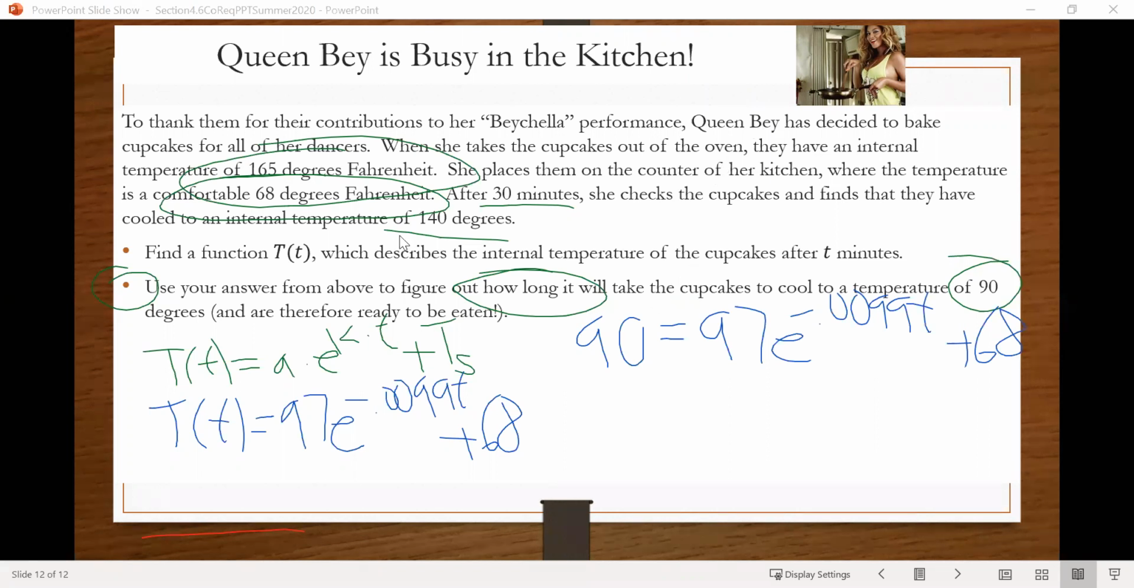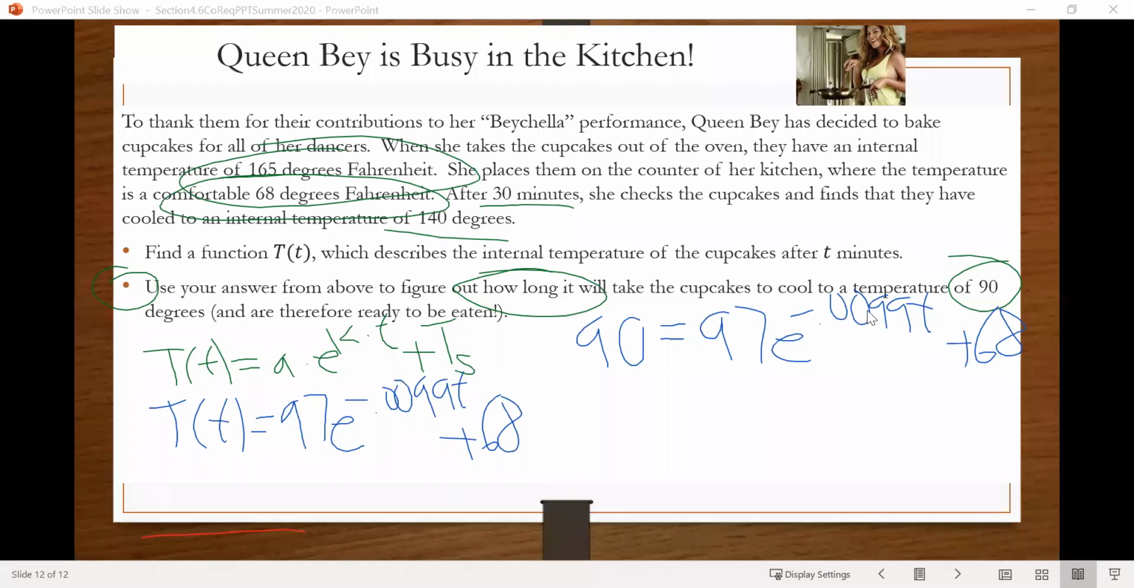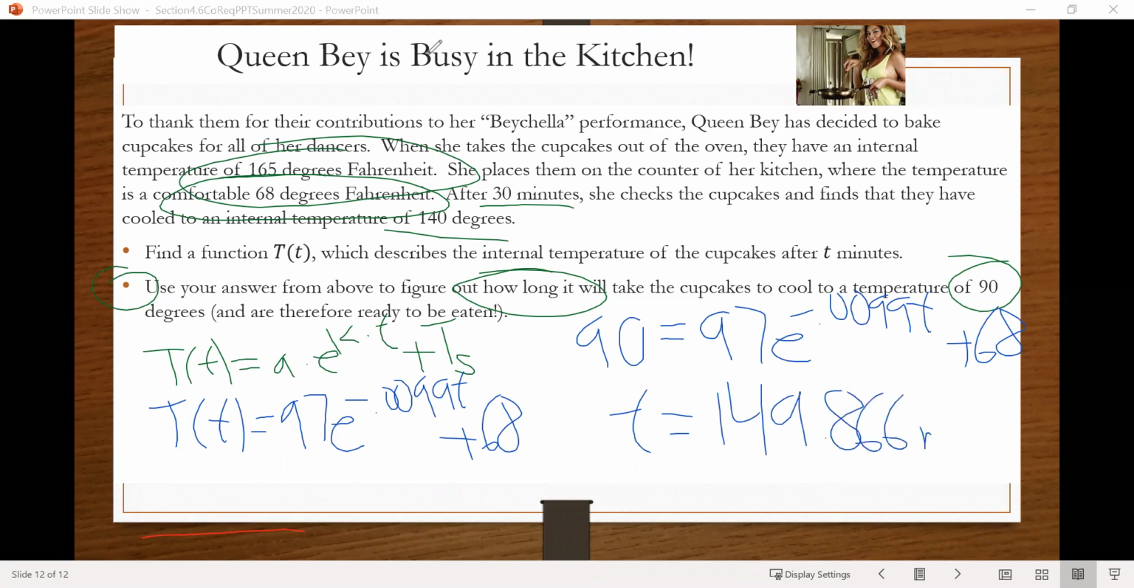We can use our techniques of solving exponential equations to find the value of t. So you could again pause the video at this point and figure it out for yourself. All right, and working this out myself, I get that the value for t here equals 149.866. In this case, we're talking about minutes, of course. So it'll take 149.866 minutes, which is about 2.5 hours for the cupcakes to be ready to eat.